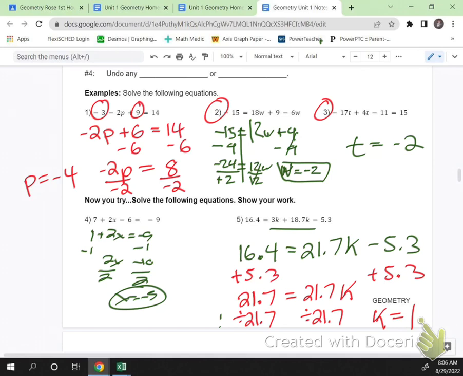All right. When you're ready, flip it over. Flip it over.